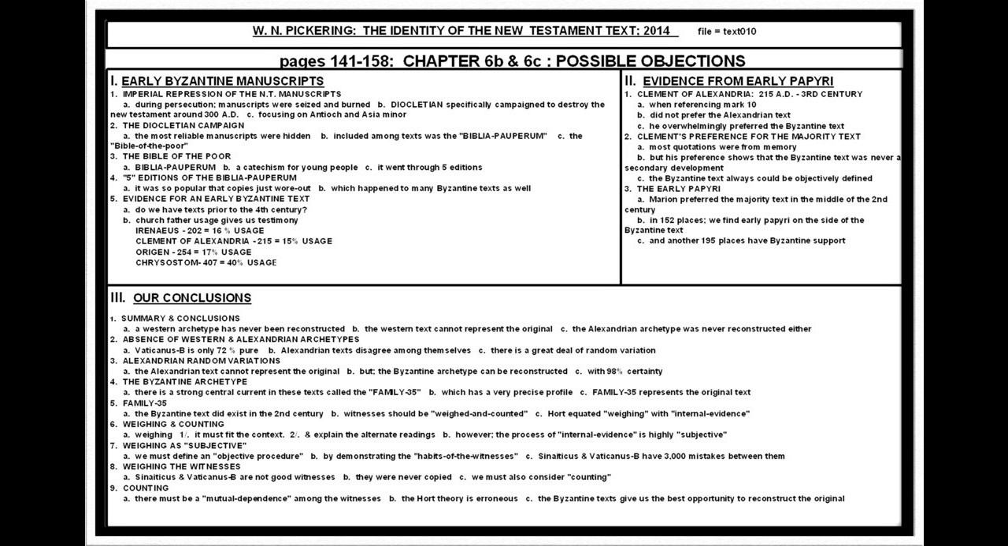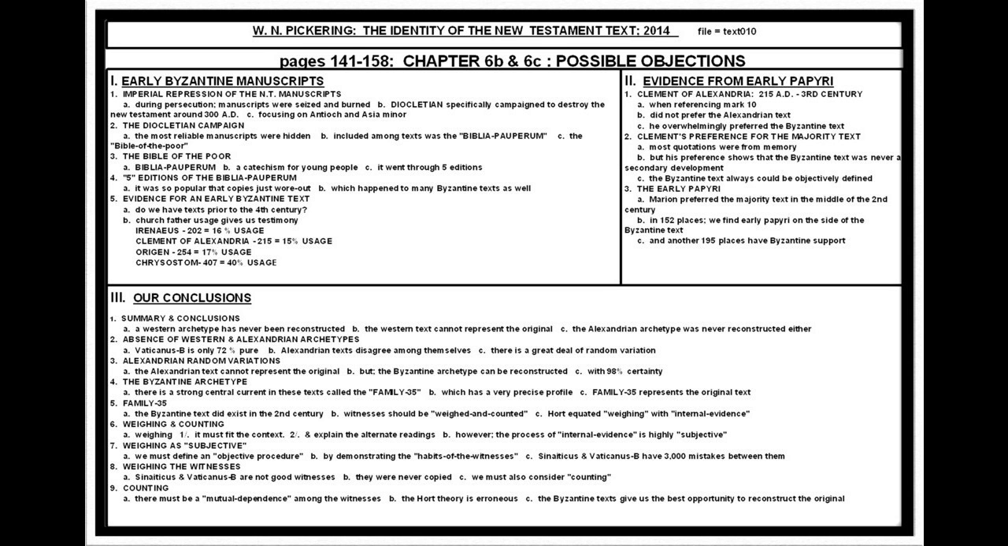Alexandrian random variations. The Alexandrian text cannot represent the original, but the Byzantine archetype can be reconstructed with 98% certainty. The Byzantine archetype: there is a strong central current in these texts called Family 35, which has a very precise profile. Family 35 represents the original text. Family 35, the Byzantine text, did exist in the 2nd century.